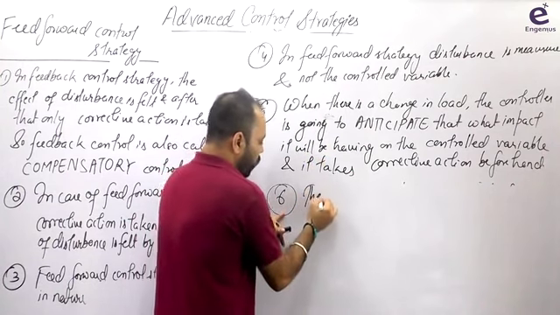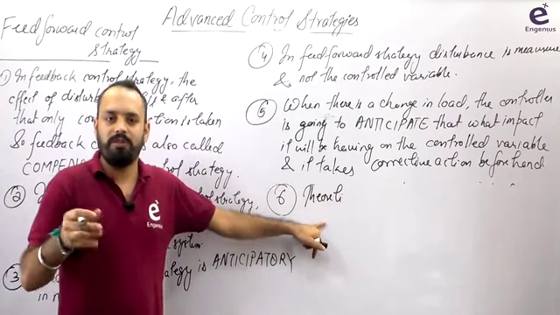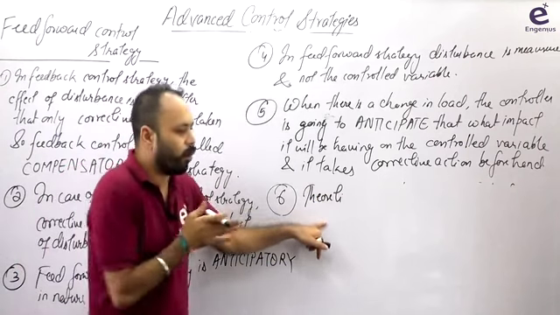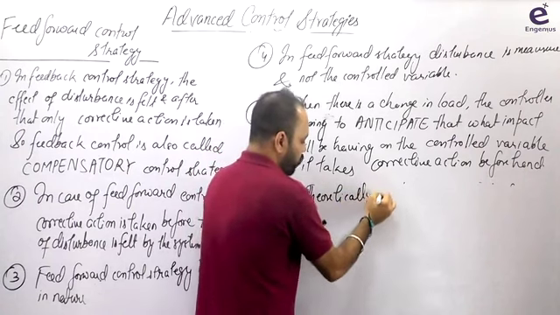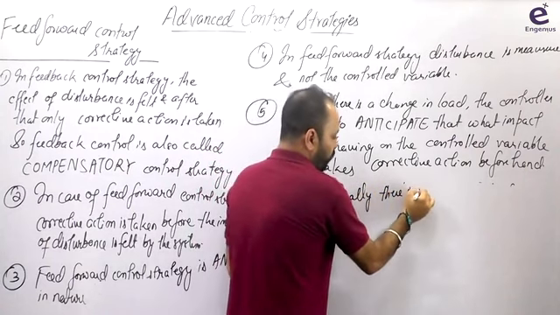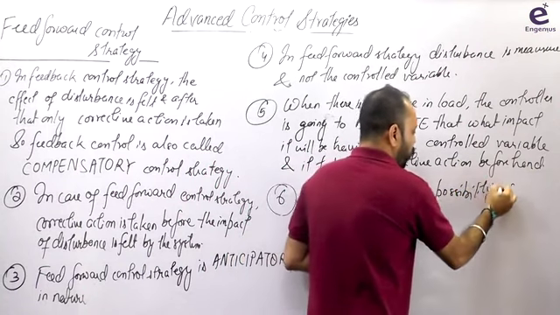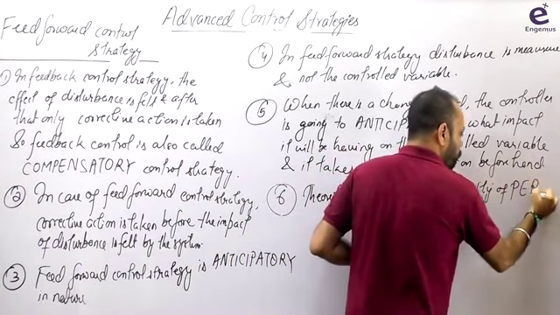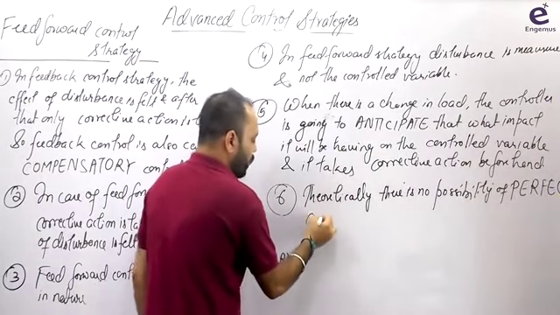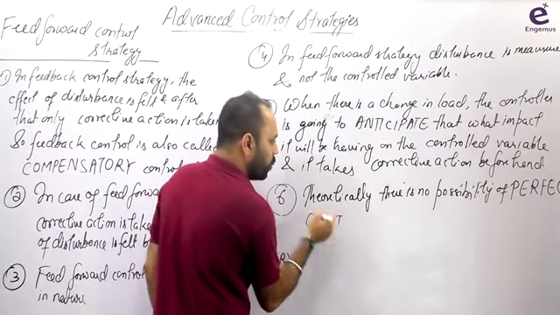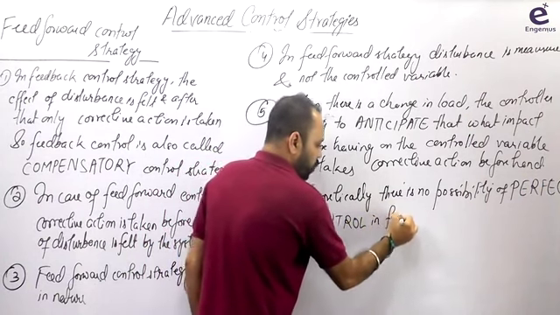So theoretically also in feedback there is no possibility, because feedback की थ्योरी ये कहती है कि जब अपने सेट पॉइंट से डेविएट करेगा तभी एक्शन होगा. So theoretically there is no possibility of perfect control. What is the meaning of perfect control? I'll write down that also. Theoretically there is no possibility of perfect control in feedback control strategy.